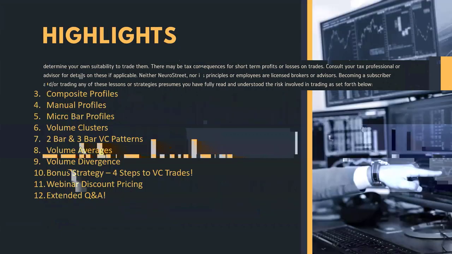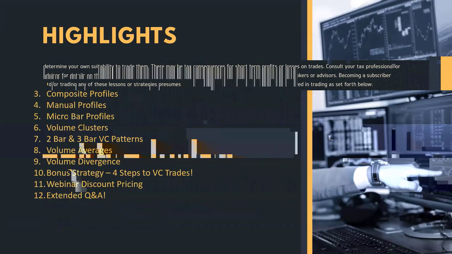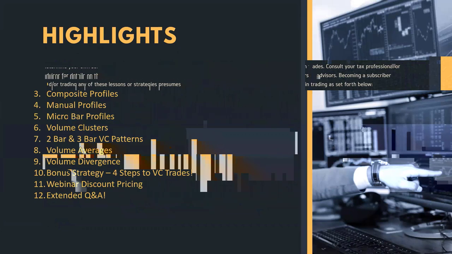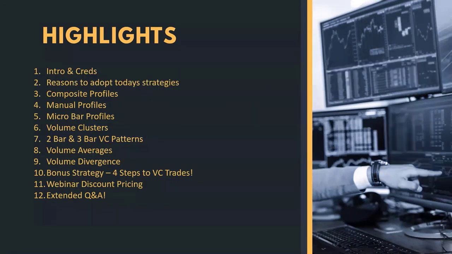We're going to go into why we'd want to adopt these types of strategies. I think it's really important to ask ourselves why we would look into these types of strategies. We're going to talk about profile composites. Then I'd like to teach you how to look at manual profile analysis, so that you have a chance to go into the data when you need to.